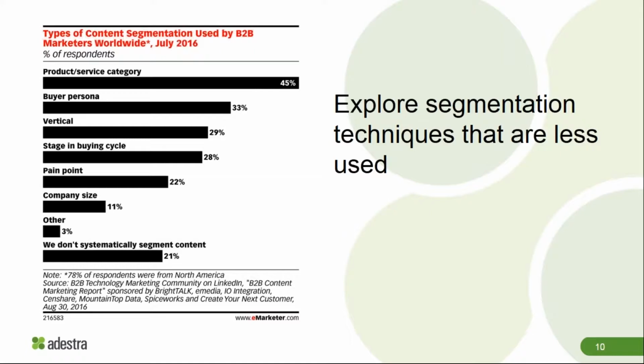So just as an example of what data you could use if you're in B2B, this study comes from eMarketer, and it was sponsored by BrightTalk, and it shows most B2B marketers use product or service to segment, 45% of them, followed by buyer personas with 33% and vertical by 29%. I'm actually surprised to see buyer personas not the first one on the list, because you would think you have to keep in mind who you're talking to when you send a message. But what if you segment by pain point? That's lower on the list. Only 22% of marketers use it, and it would be a good way to stand out.